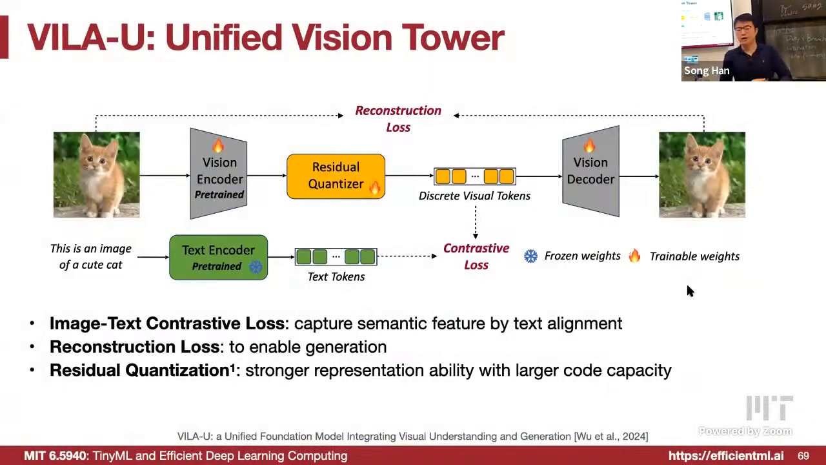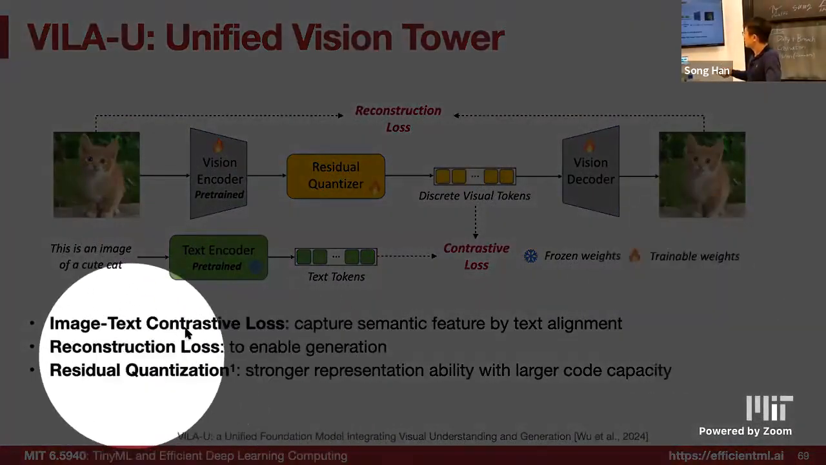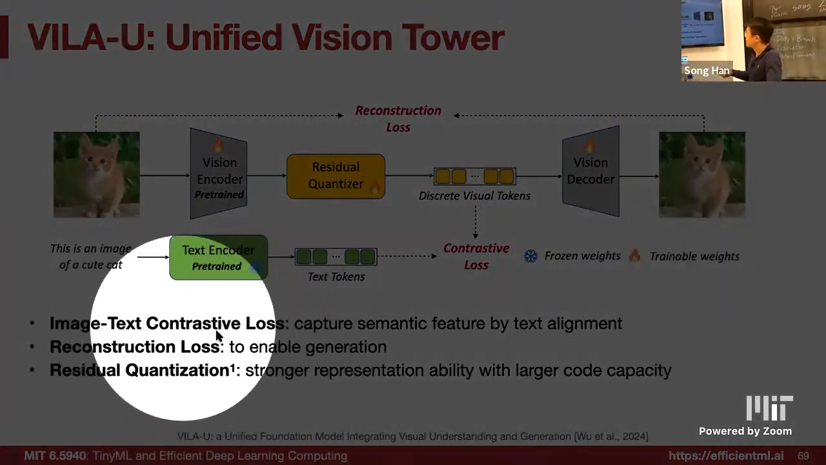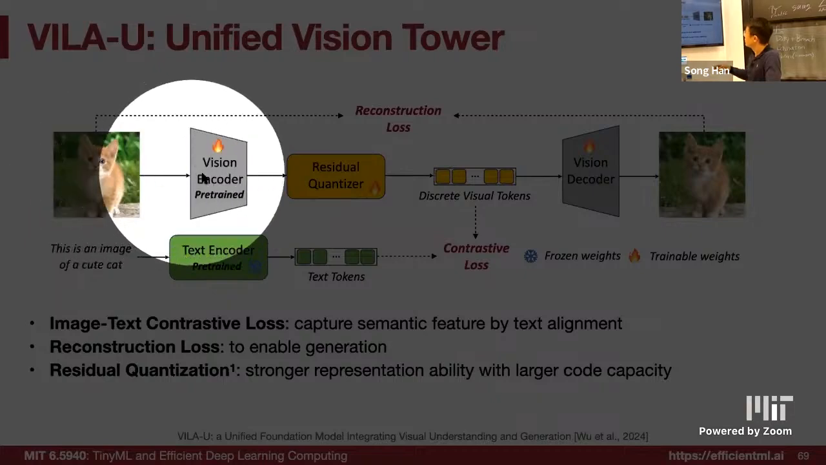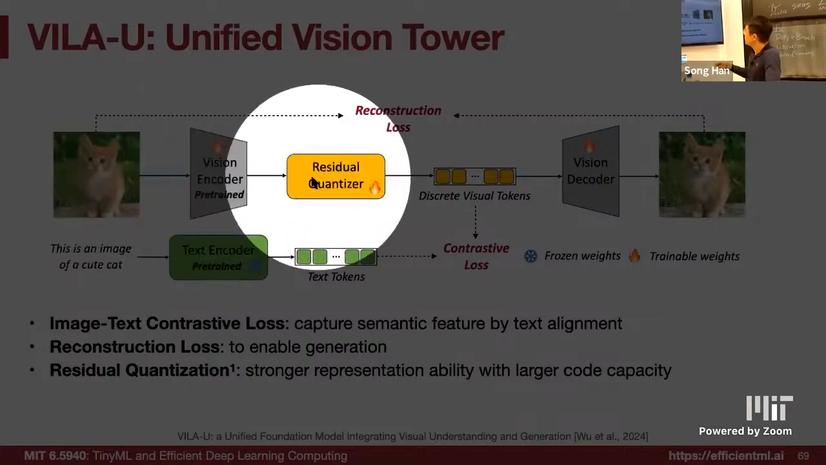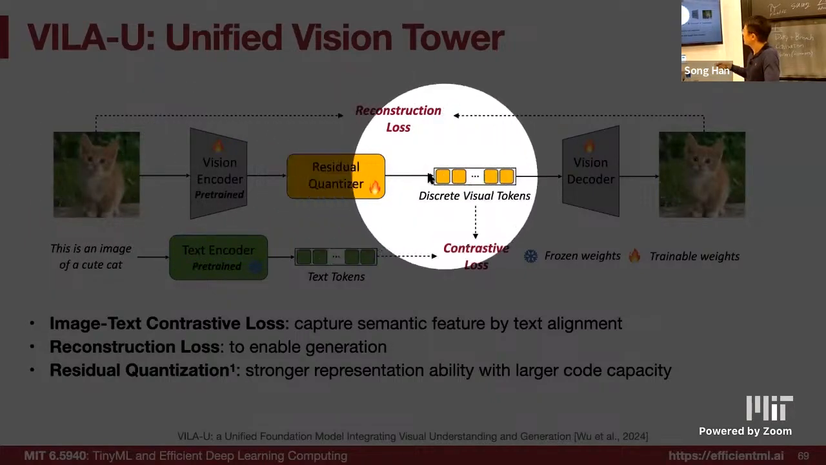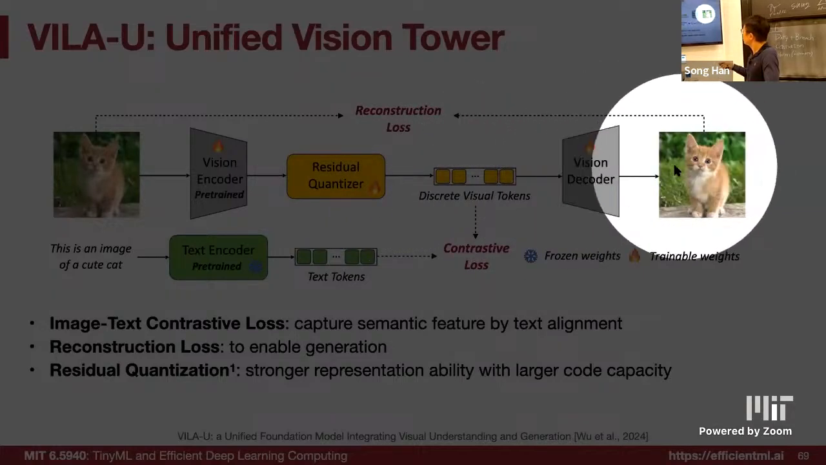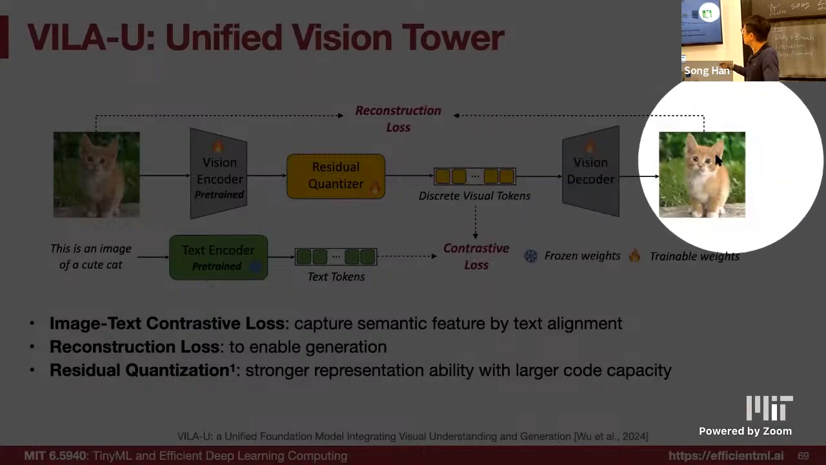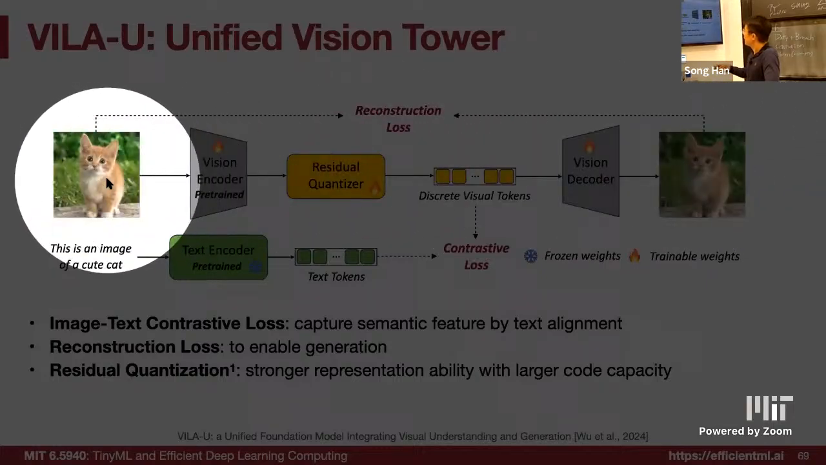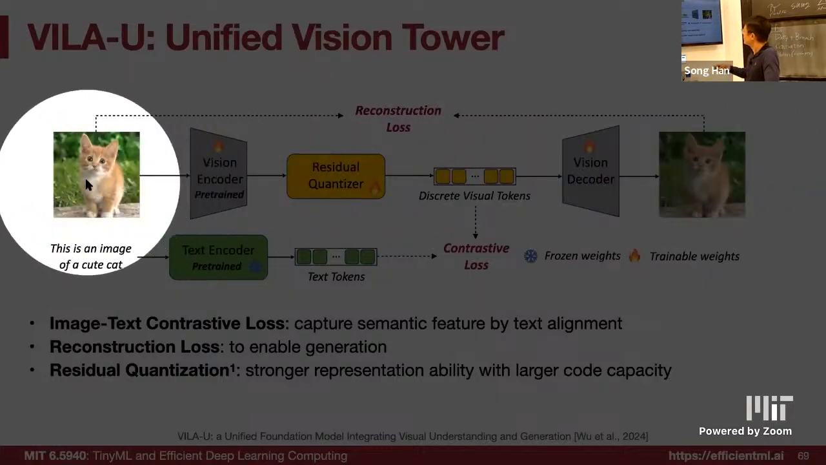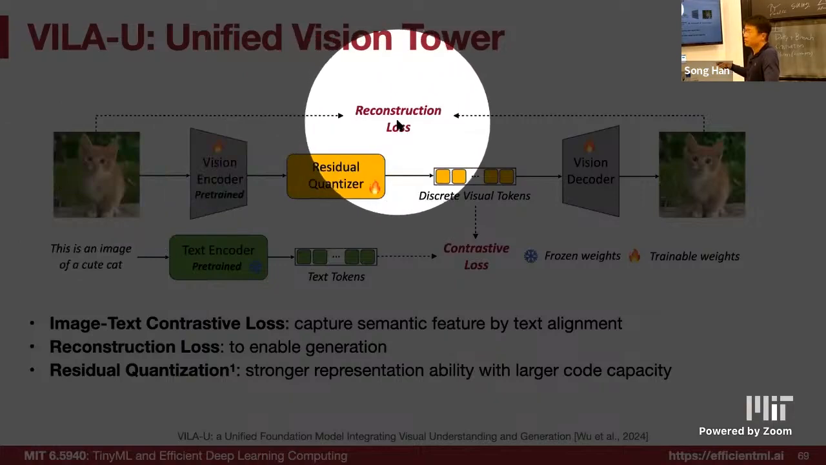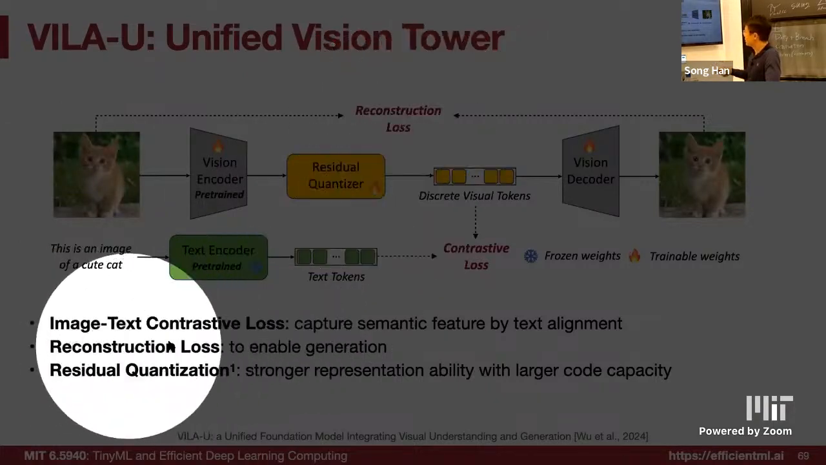So the interesting part here is the unified vision tower. Here we want to have several losses together. One is the reconstruction loss. Make sure the images pass through a vision encoder, get a residual quantizer to obtain these discrete visual tokens, and pass it through a decoder to reconstruct the image. We want to make sure the reconstructed image and the original image can be very well reconstructed. So that's the reconstruction loss.